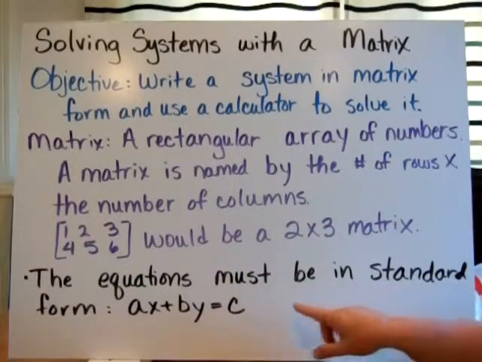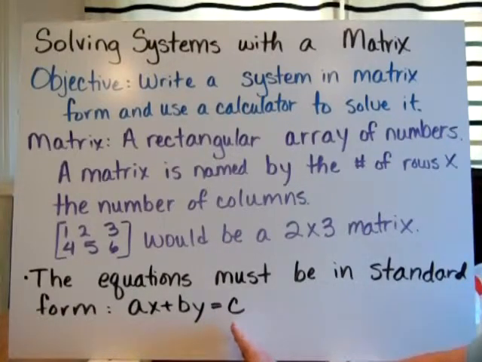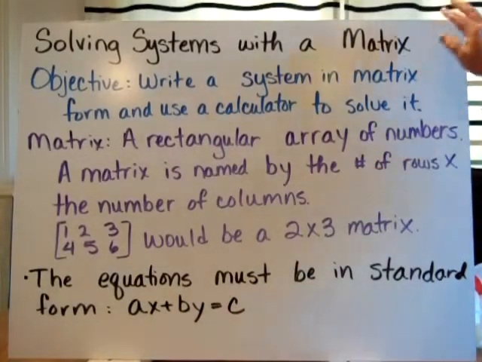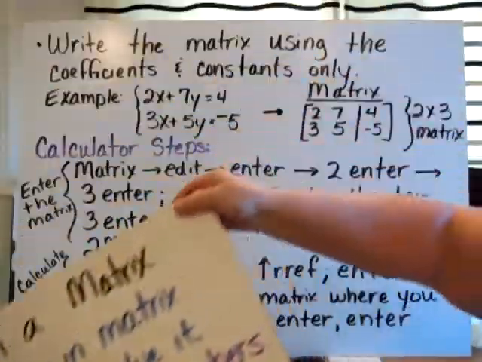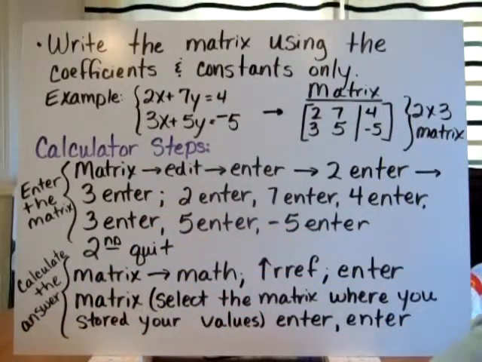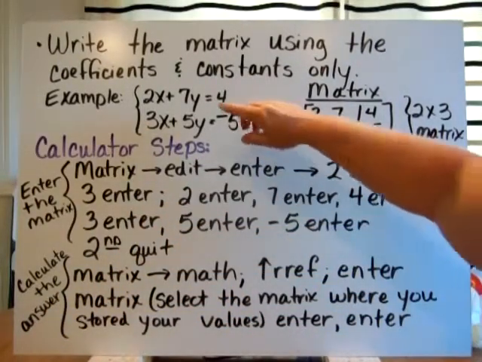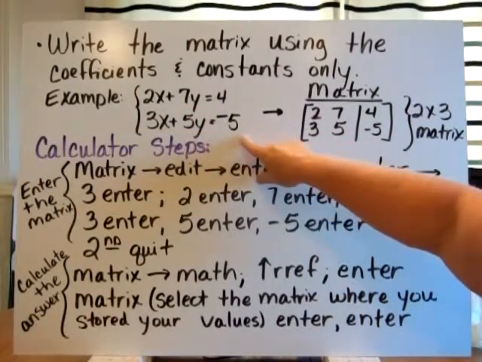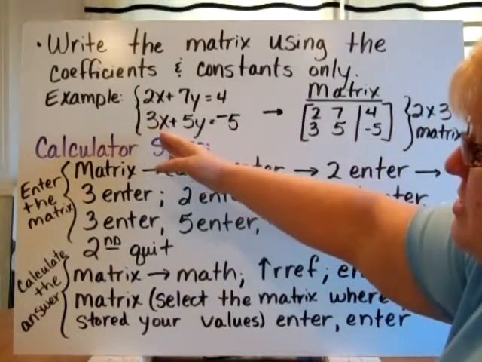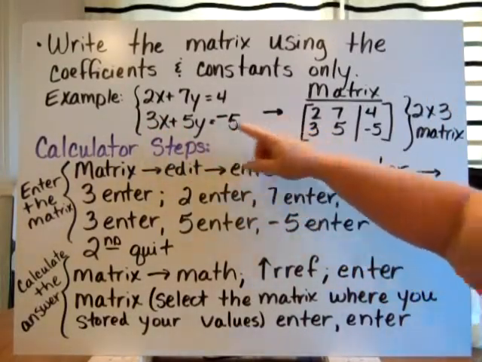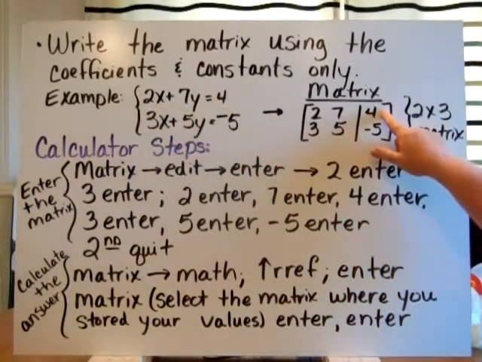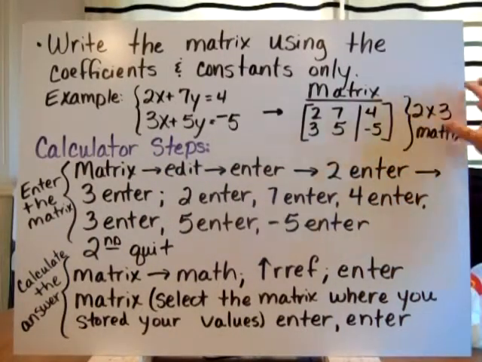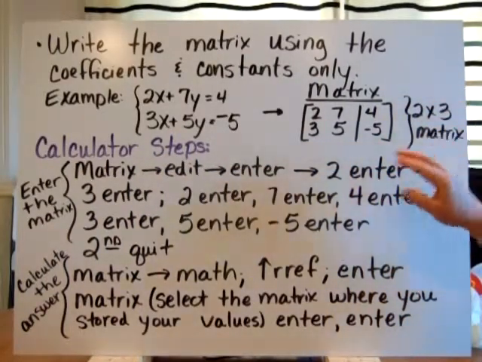And the equations must be in standard form, ax plus by equals c, with the x's lined up together, the y's lined up together, and your answers lined up together. So in this system, we're going to write it as a matrix. We have the problem 2x plus 7y equals 4, and 3x plus 5y equals negative 5. We're only going to use the coefficients and our constants. So we take 2, 7, 4 and write that as our first row, and then 3, 5, and negative 5 as our second row. And once again, this is a 2 by 3 matrix.